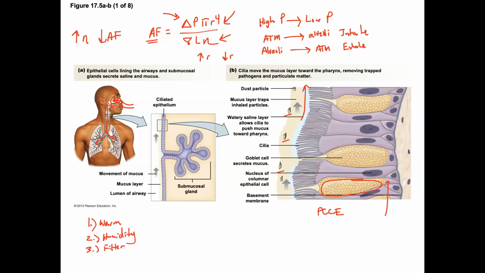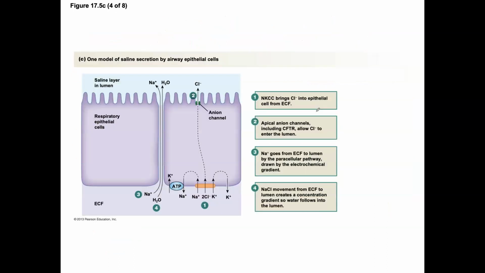In order to secrete a saline solution, we actually use CFTR channels. CFTR is actually named for the pathology, cystic fibrosis transmembrane receptors. These CFTR channels are responsible for moving chloride into the luminal space. As we move chloride into the luminal space, we're also drawing water into that luminal space, and that's going to give us that saline solution in the lumen of the respiratory system.